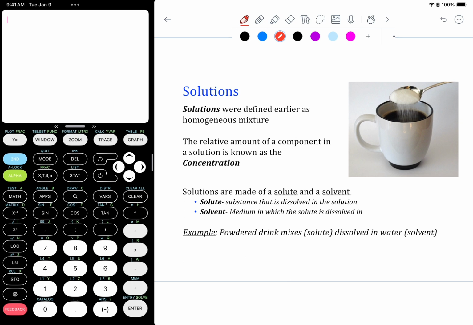So we have a few examples of this. Powdered drink mixes are a big one that we see in our daily life, whether that's packets of lemonade that you put into a water bottle, or pre-workout that you put into a shaker bottle before you go to the gym. Those are all examples of solutes and solvents that we mix together to make a solution.